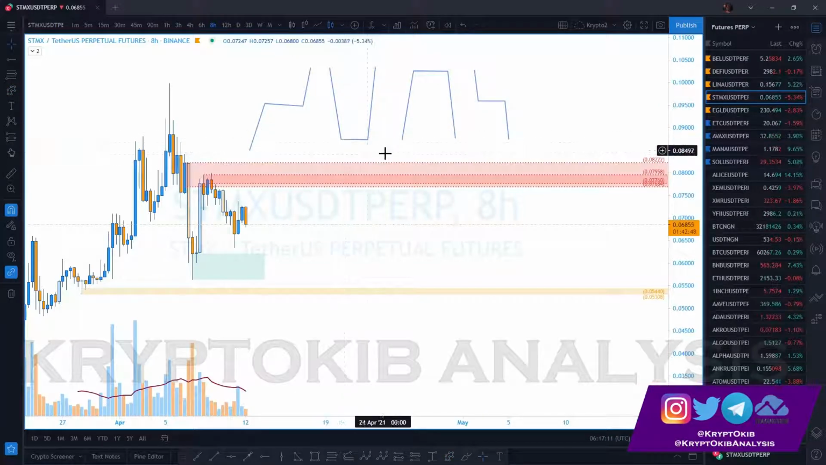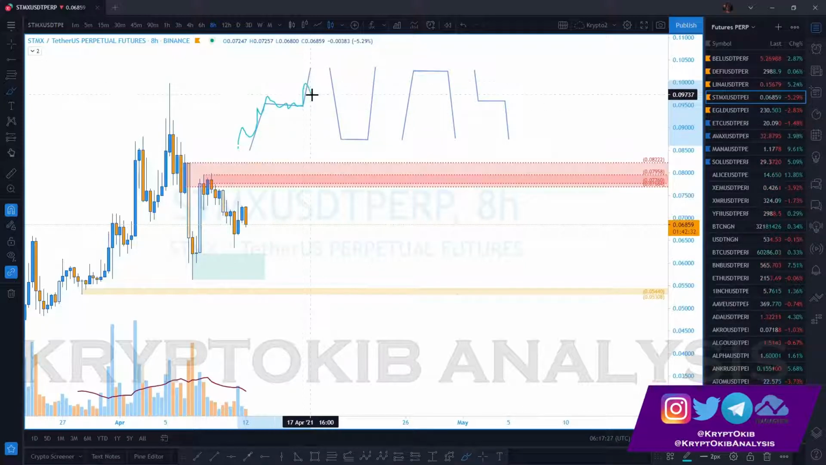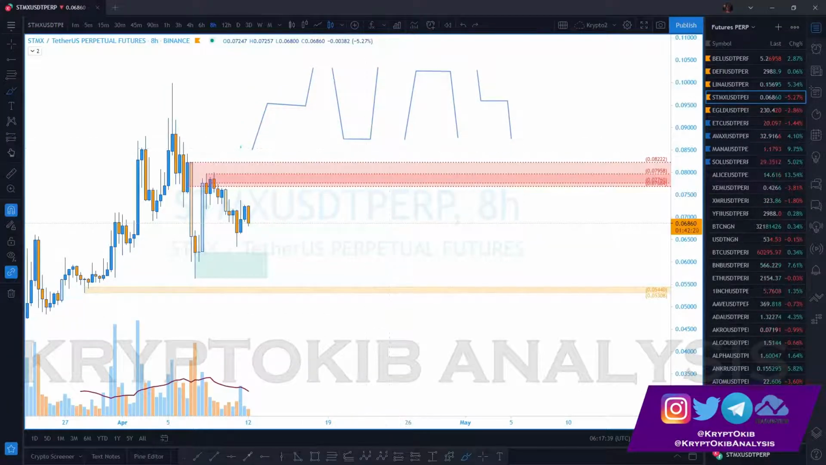Mind you, the drops or the rallies or the base in general may not necessarily be straight lines. It can be something like this. As we know, the market moves in zigzag forms, and the base will be something like this, only to then continue upwards.